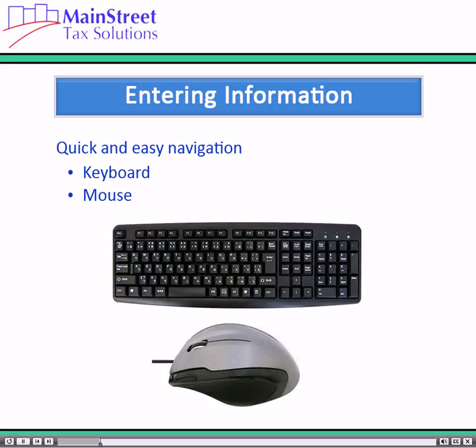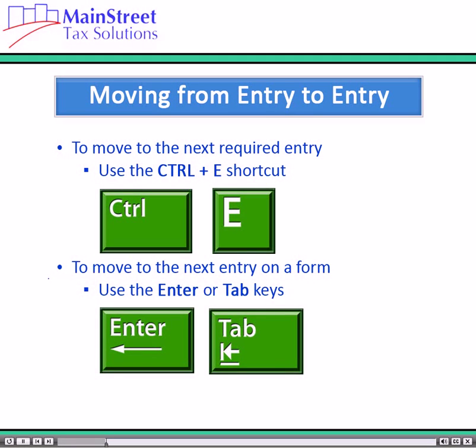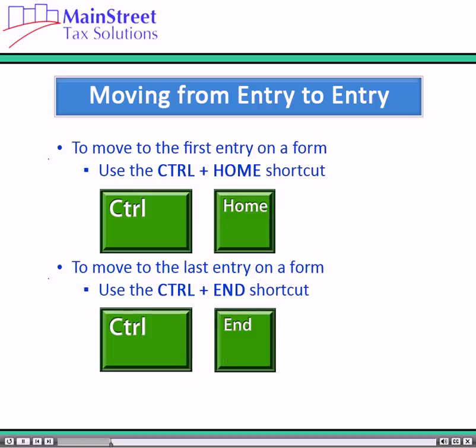Entering tax return information can be done quickly and easily using either the mouse or the keyboard. The tax software has integrated many ways to move from entry to entry using the keyboard. To go to the next required or read entry, press the Ctrl and E keys at the same time. Use the Enter or Tab key to move to the next entry on the form. To go back to the first entry on a page, press the Ctrl and Home keys at the same time. To go directly to the last entry on the page, press the Ctrl and End keys at the same time.